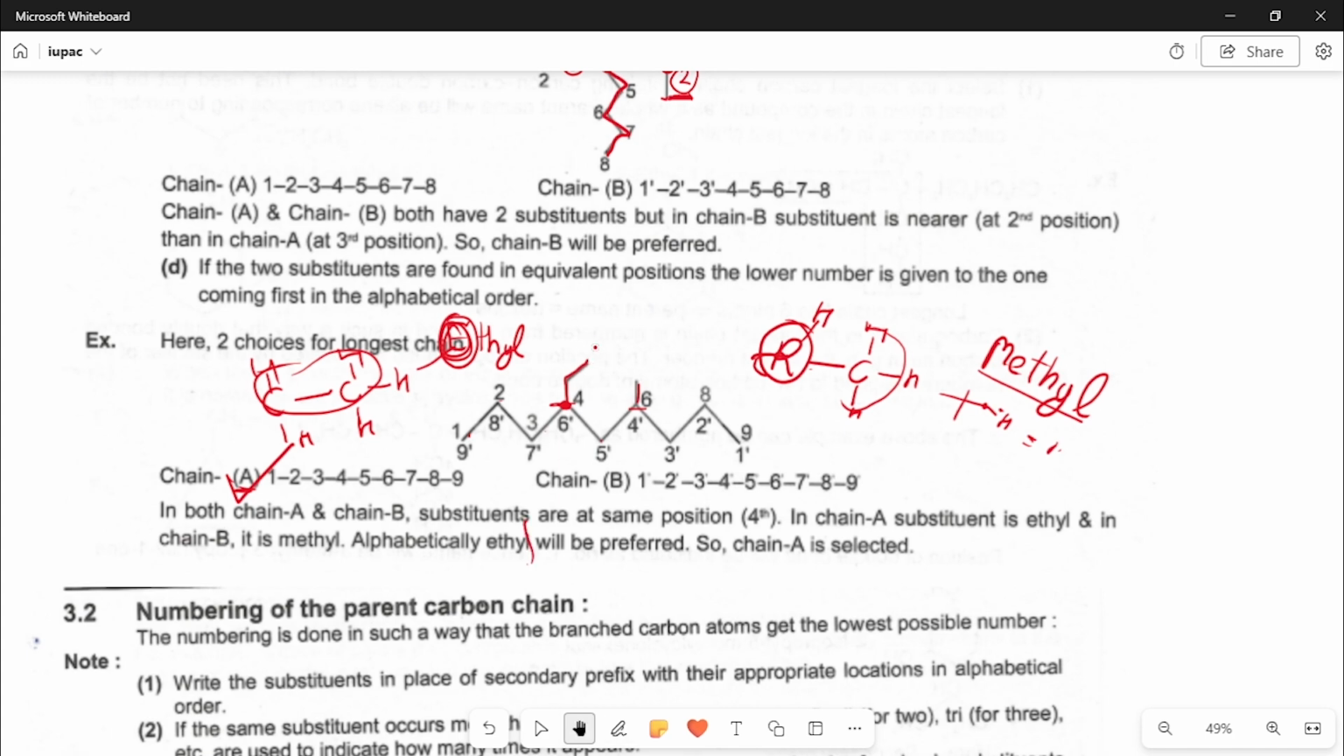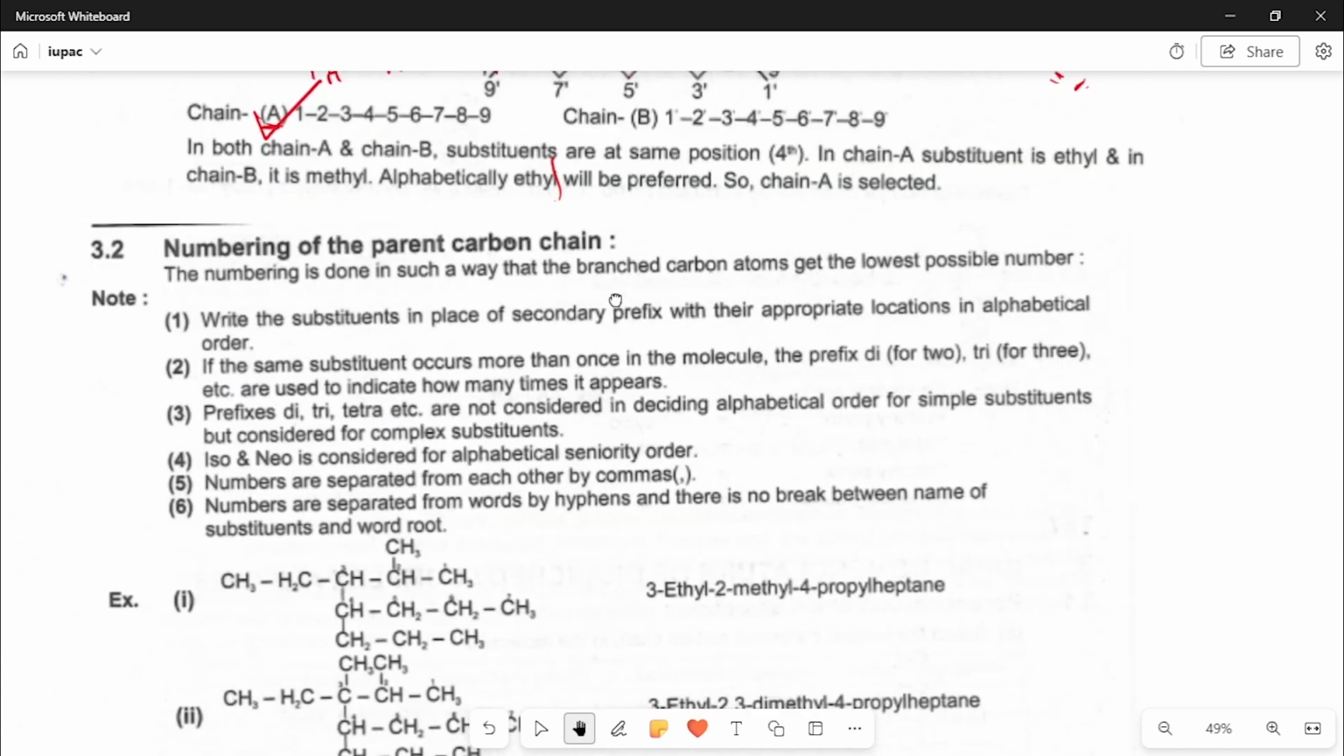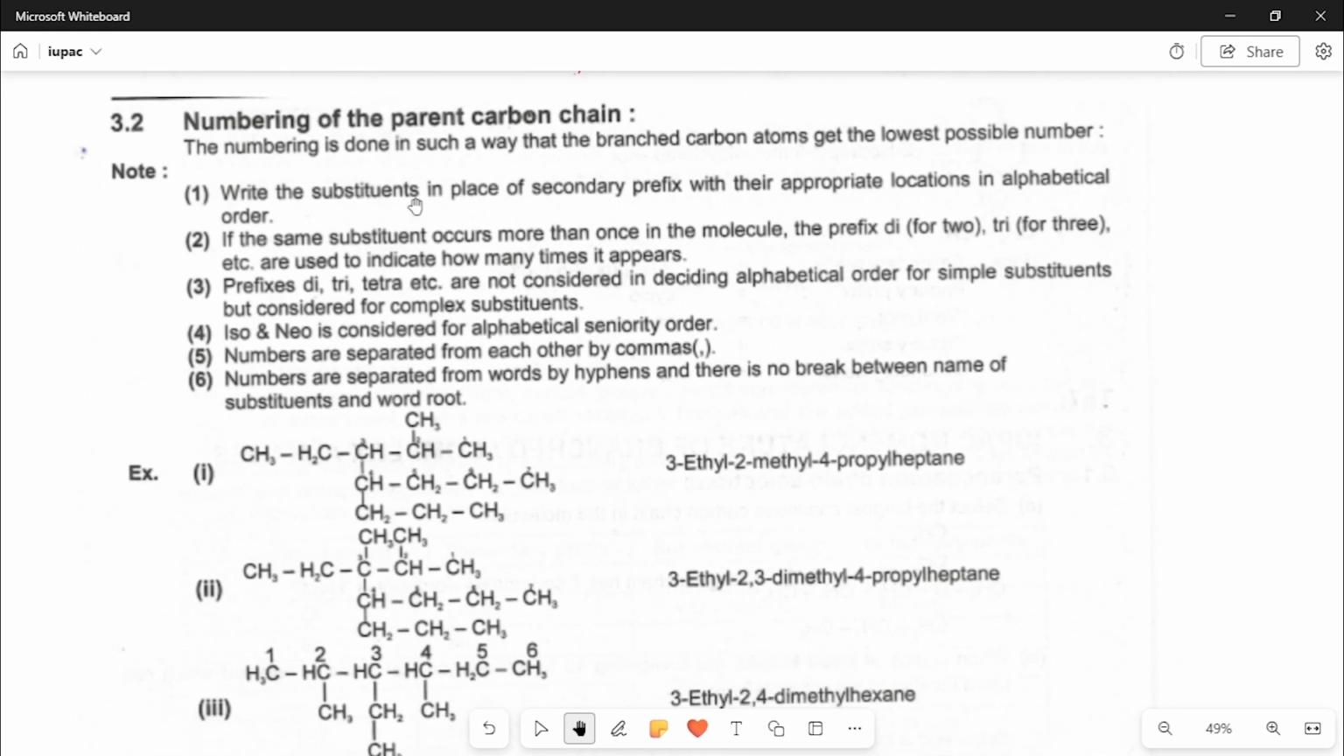Now there are a few harder rules which we're going to see and understand in a few minutes. Numbering of the parent carbon chain. Write the substituent in place of the secondary prefix with its appropriate location, in alphabetical order. So we have to write the location, meaning the locant on which the substituent is present, and the substituent is placed in the secondary prefix. The primary prefix is not yet known. Secondary prefix, word root. So we are going to use it in the secondary prefix here.